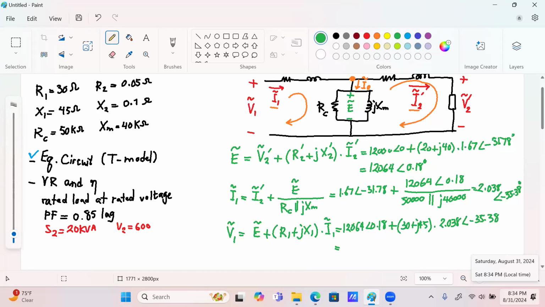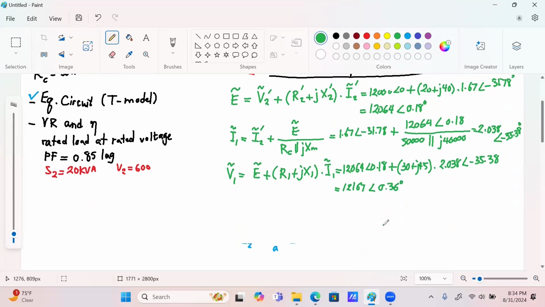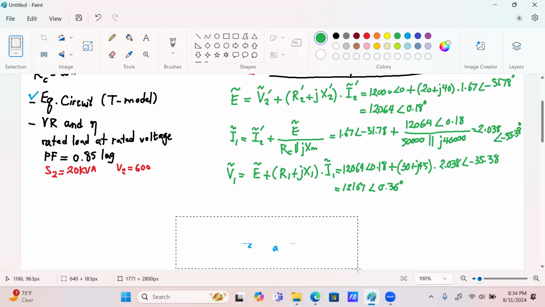And that voltage V1 is derived as 12,167 volts with angle of 0.36 degrees. Now that I have this voltage, I should be able to calculate voltage regulation very easily. Voltage regulation basically tells me how much difference I have between the primary and the secondary voltage once the rated load is connected to the secondary side.